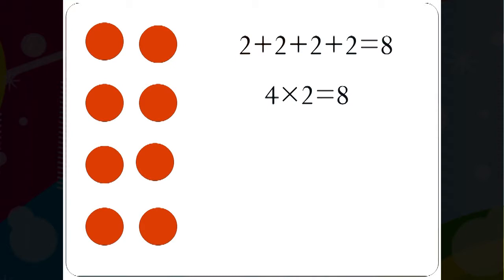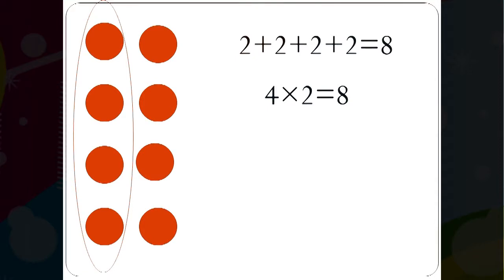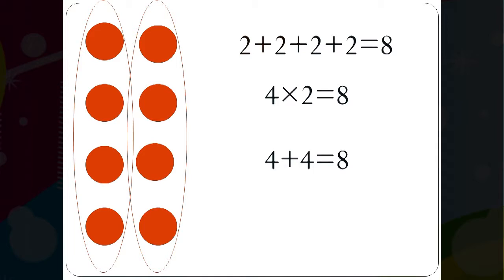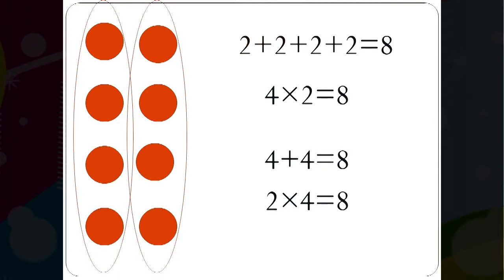Let's group them another way. We still have our 8 counters. How many do we have in this group? 4 counters. What about this group? Another 4 counters. So we have 4 plus 4 giving us 8. And we could also have 2 multiplied by 4 giving us 8 as well. I hope you're understanding what we're doing here, and I hope you're having fun. Let's take a peek at another example.